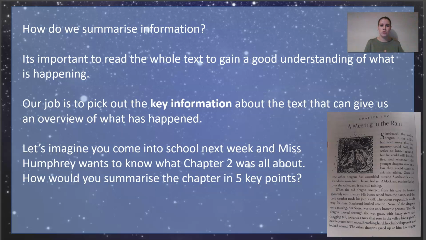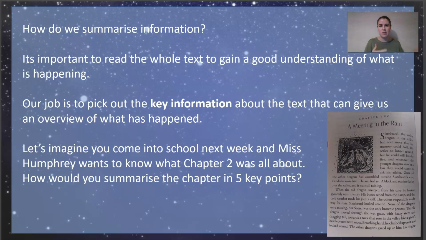So it's important to make sure you read the whole text again to make sure that you have a good understanding of what is happening, because you're going to need to summarise that whole text in a certain number of points. Now, your job is then to pick out the key information about the text that gives us an overview of what happened. So I'm now thinking to myself, well, what do we mean by key information? Do I want to know the single facts of the story, or do I want to know all the additional information about how a character said it, or what might have been happening in the background? So it's important to summarise and be very succinct and to the point of what our key information is.